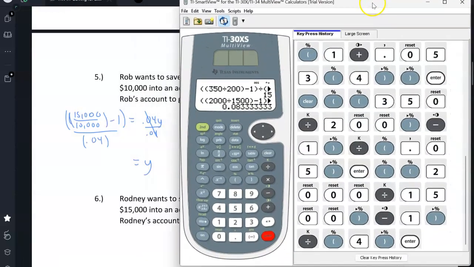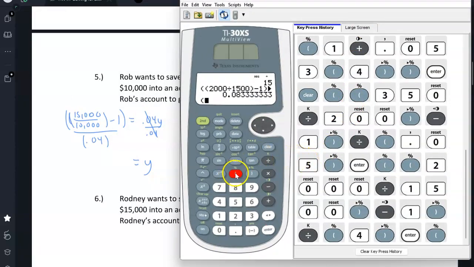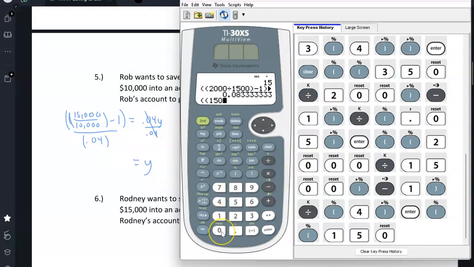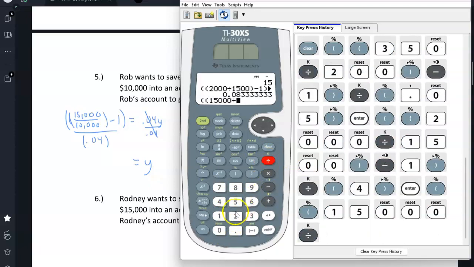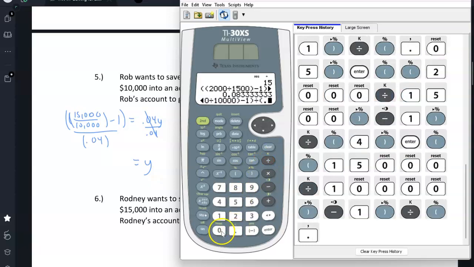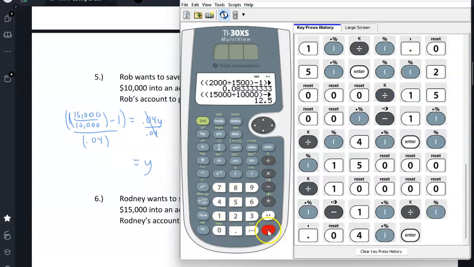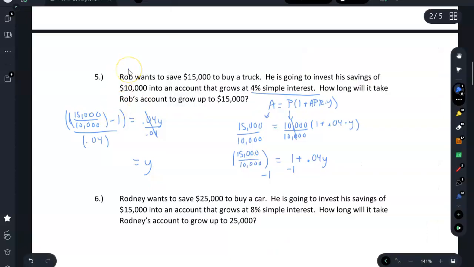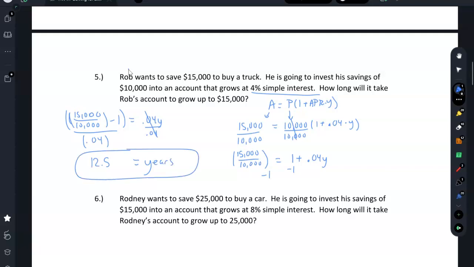Move the calculator to the other side again. All right, so I have parentheses, 15,000 divided by 10,000. Close your parentheses, minus 1. I'm just typing in exactly as I've written it over there, divided by 0.04. And this should be 12.5, so a nice even decimal, right? So 12.5 years is my solution for this one.